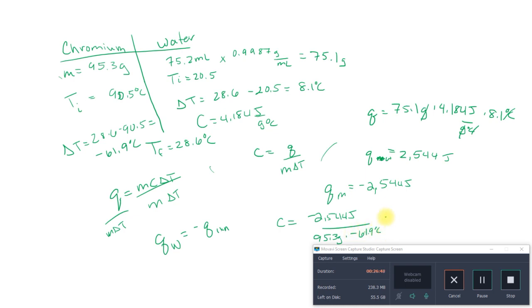61.9 degrees C. Now heat capacities can never be negative. That would mean the object is giving away heat that it never took in, which of course violates our rule of conservation of energy. But the negative on the bottom cancels with the negative on the top, so it's actually not a problem anyway, as long as your temperature is actually going down. If you had it backwards, that wouldn't work. So we have a heat capacity of 0.431 joules per gram degrees C.